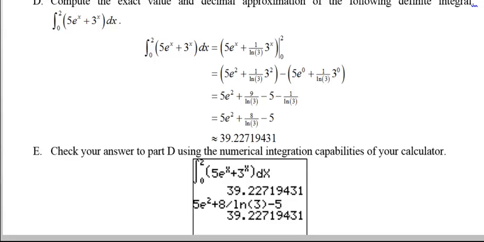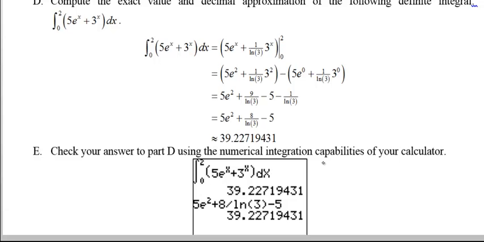We can also get the approximate value by doing the numerical integration on our calculator and see that those are the same, which is our check. But the exact value is this line right here, 5e squared plus 8 over ln of 3 minus 5.